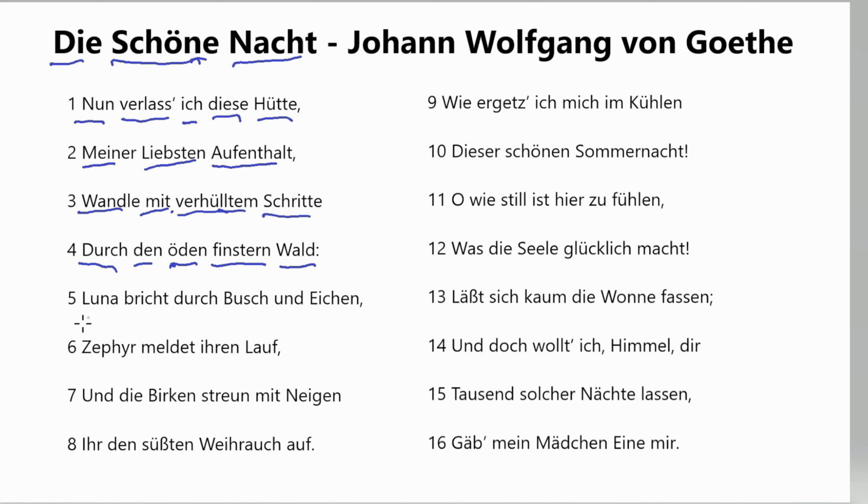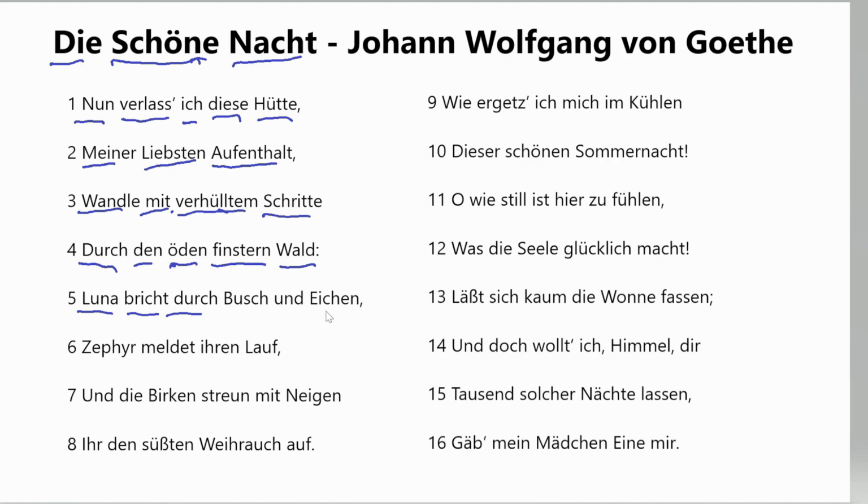Now line 5: Luna bricht durch Busch und Eichen. Luna, you might have guessed, is moon. However, Luna is not the German word for moon. The German word for moon is der Mond. Goethe used Luna maybe for poetic effect, but we don't say Luna in German, we say der Mond. Bricht is to break, but in this case it's more like break through, because the moon cannot break anything. And durch means through, so bricht durch is break through.